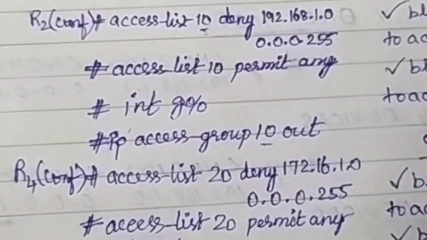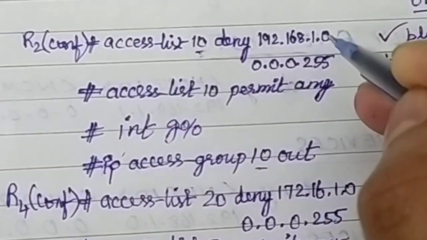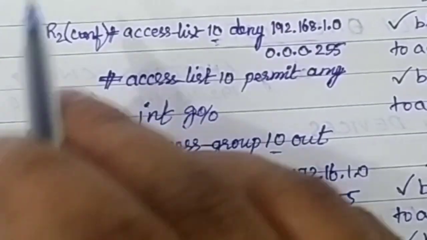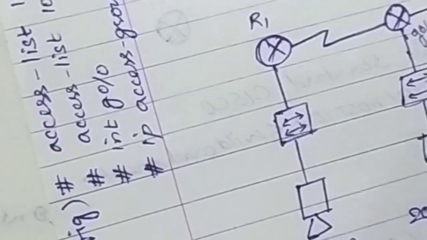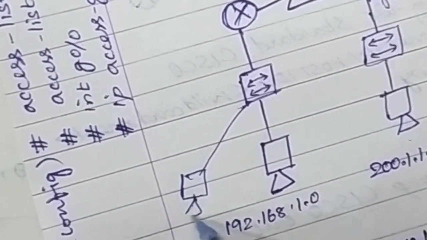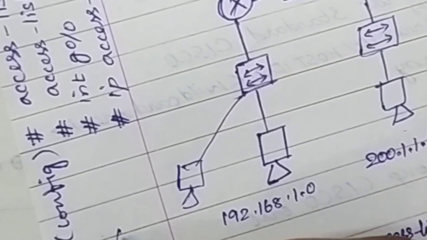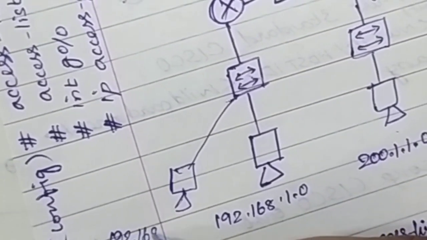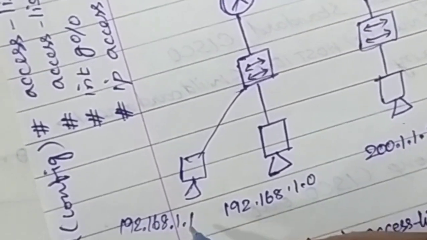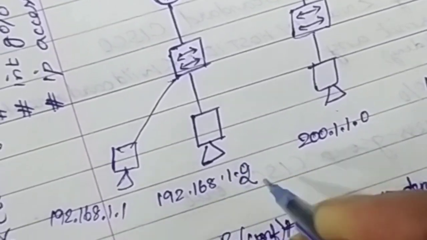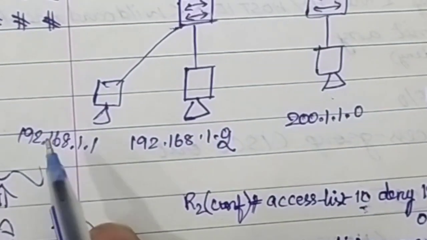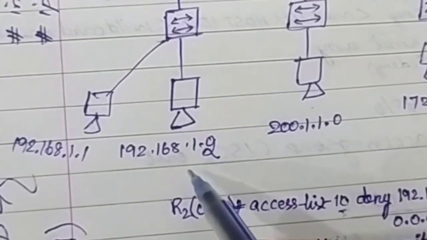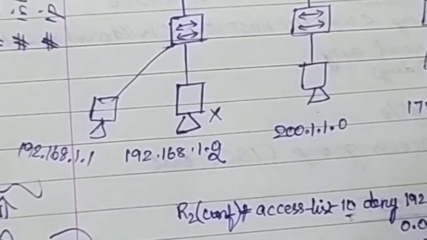Suppose I wanted to block one particular device, only this particular device. Suppose two devices are connected under this switch. The first device is 192.168.1.1. The next device is 1.2, for example. See here, this is the 1.1 device, this is the 1.2 device. So I wanted to block this 1.2 device.